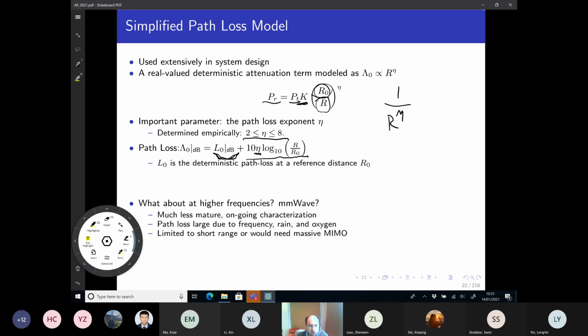Then when you drop users in a network, you just calculate the distance, and then you can figure out on average what the typical received power is.